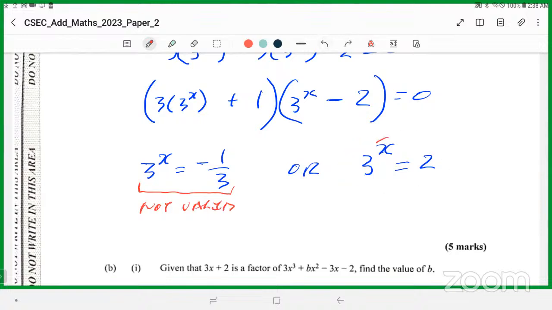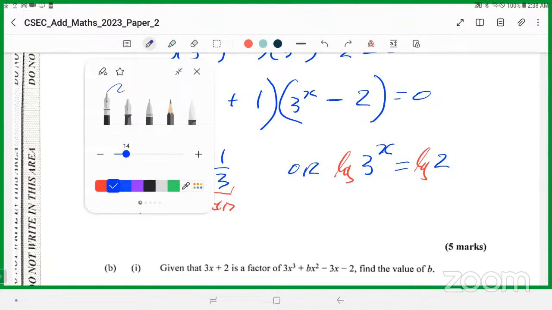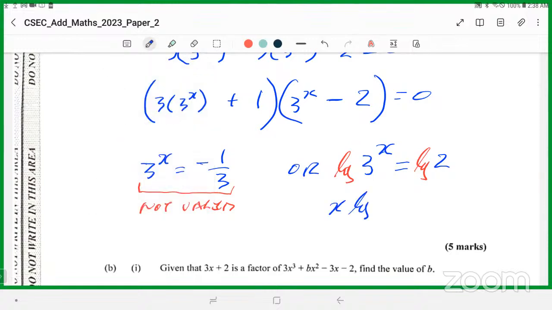To get this x out of the power, we take the log of both sides. I'm going to log this side. Let's shift this over a bit. And I'm going to log the right side. This x comes to the front. So I get x log of 3 equals the log of 2.